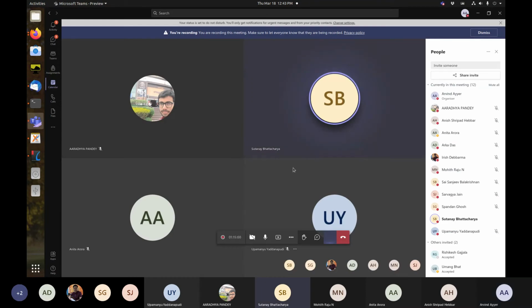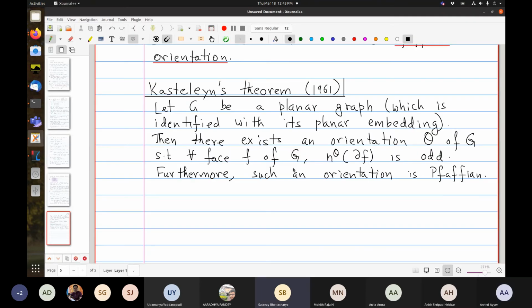In a planar graph, a face can have, say, 3 edges, right? In that case, how is NO defined? Right, I'm going to come to that. We just fix an orientation. We say clockwise.